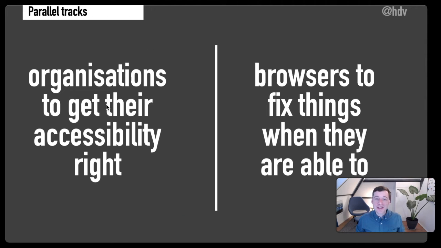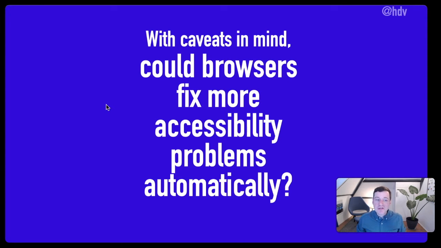I imagine this as a separate path to organizations needing to get their accessibility right. It's the right thing to do. They often have to by law, there's lots of laws and so forth. So lots of reasons for organizations to get their accessibility right. But if they don't, I think browsers can, as a separate path, also fix some issues when they're able to. So with some caveats in mind, would we be able to fix some problems automatically?